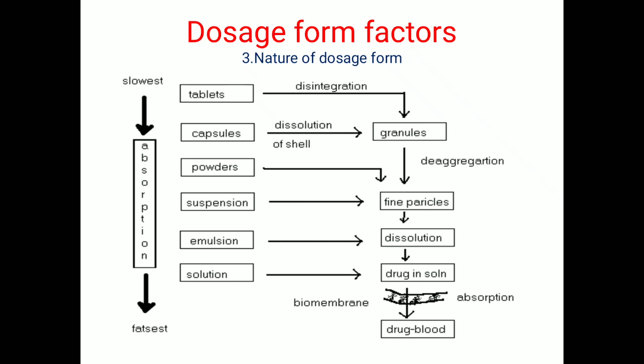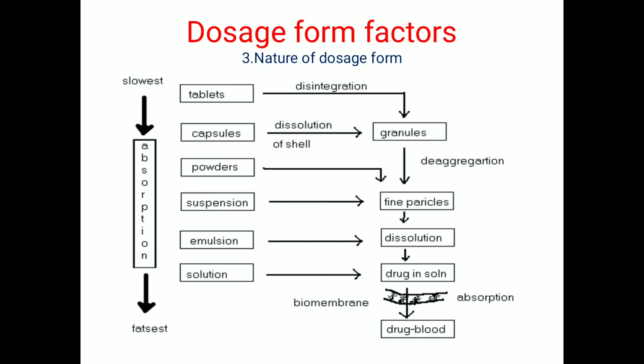The relative rate at which a drug from a dosage form is presented to the body depends upon the complexity of the dosage form. The more complex a dosage form, the greater the number of rate limiting steps and the greater the potential for bioavailability problems or absorption problems. The rate at which a particular dosage form releases the drug following administration is given in this image. Okay, so here we can see the tablet is a very complex dosage form because a number of steps take place before the drug absorption. For example, disintegration.